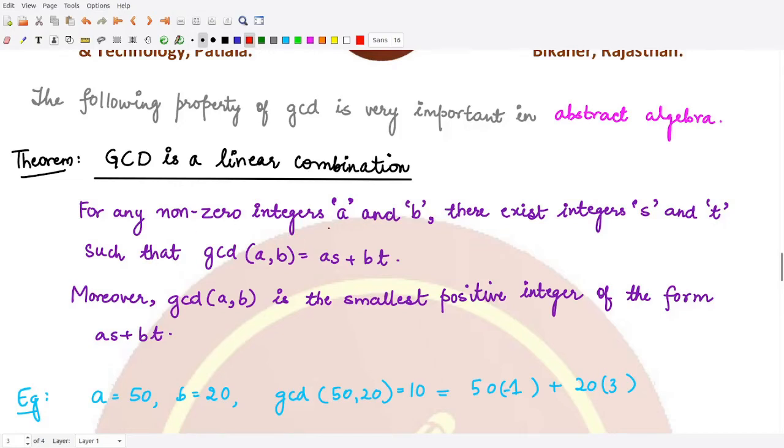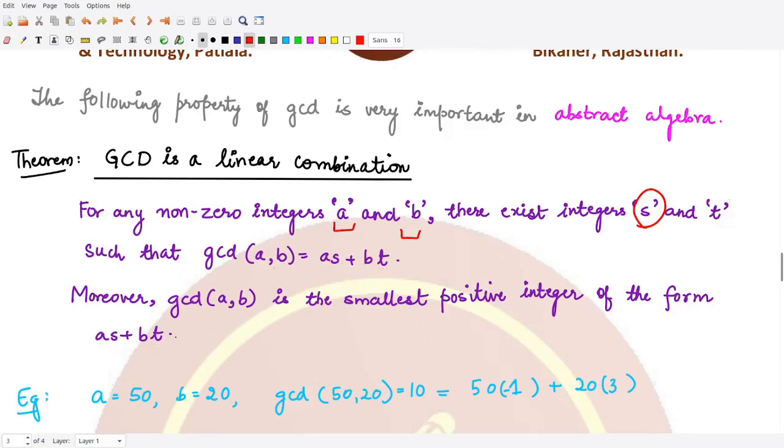Suppose you are given two integers a and b. Then for these two integers we have two integers, say s and t, such that the GCD of a and b can be written as a linear combination of a and b with s and t. So you are writing the numbers a and b themselves, and then you have the integers s and t. They could be anything, such that when you multiply them and add them, you get back the GCD of a and b. Moreover, this is the smallest positive integer of the form as plus bt.